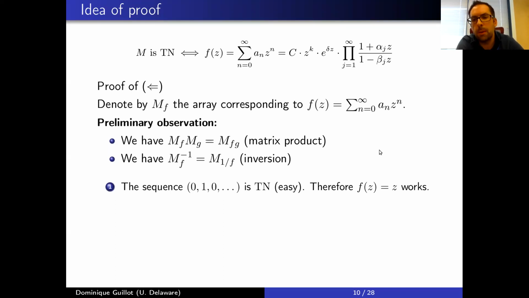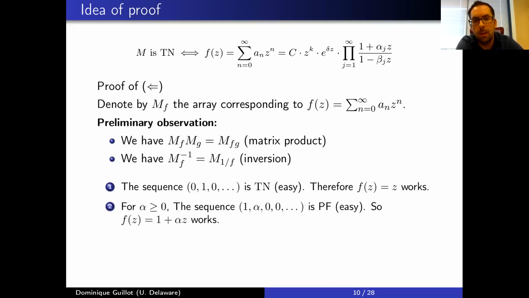Now we proceed as follows. First, you can look at f(z) = z, just to take care of the z^k factor first. That corresponds to the sequence 0, 1, 0, 0, 0, 0. Very simple exercise: you check this array is totally non-negative. Fine, no problem with that. Second example: if I take alpha non-negative, look at the sequence 1, alpha, 0, 0, and so on, or in other words the function 1 plus alpha z. Again, a very simple exercise. You check that it's totally non-negative.